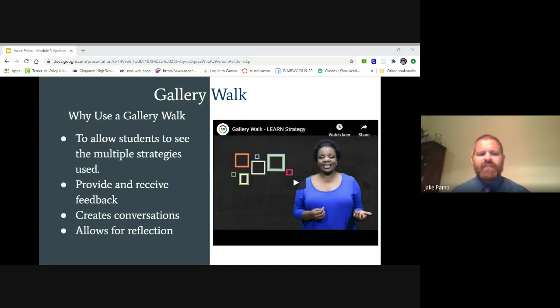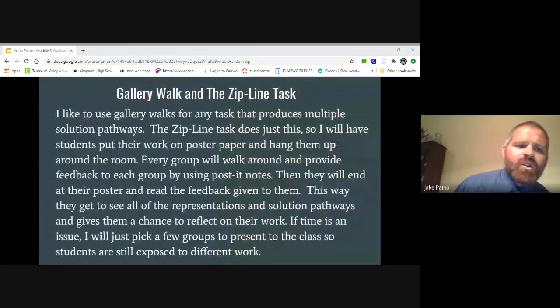And I would definitely do this with this task because of all the different multiple representations that I see during class. It would really be selfish of me if I did not allow students to see all the work that I saw. So the gallery walk allows everyone to see the work and do this.